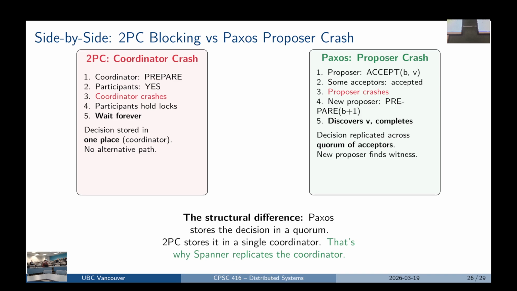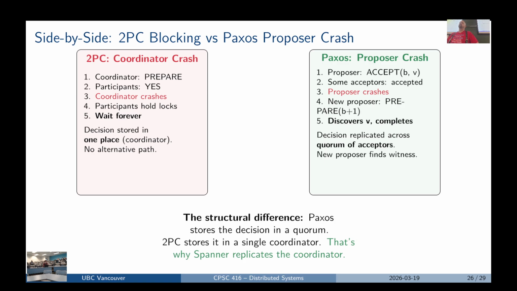All right, so let's look at this side by side. In two-phase commit, we have a coordinator that does a prepare. The participants say yes. If the coordinator crashes, the participants are going to hold locks and wait until someone manually fixes the problem or the coordinator comes back. The decision is stored in that one place in the coordinator, and there's no alternate path. In Paxos, the proposer can crash, and we have a clearly delineated recovery protocol.